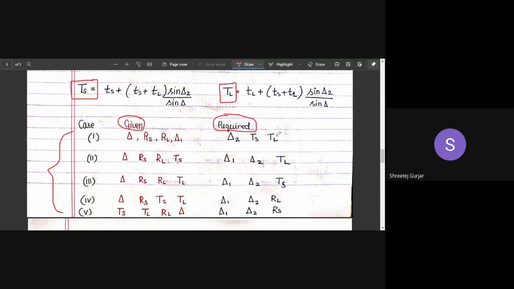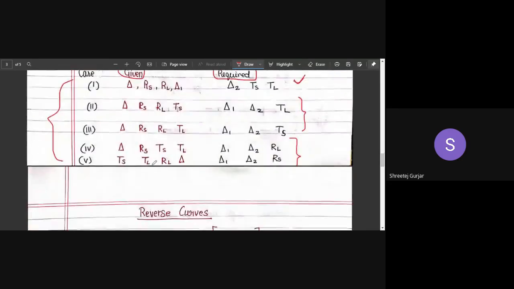First case is very different. Second and third cases are similar, and fourth and fifth cases are similar. So you have to remember the first case. If you remember any one of these, you can recall the other 2. So this is regarding compound curves.